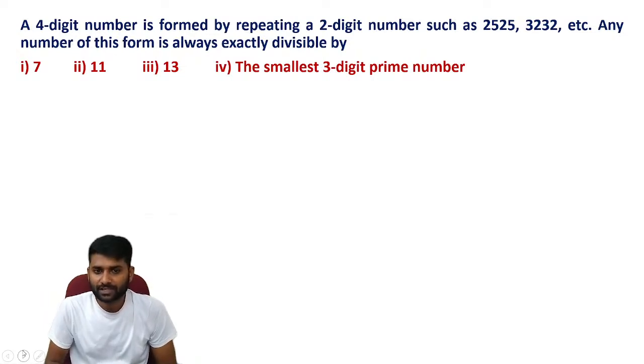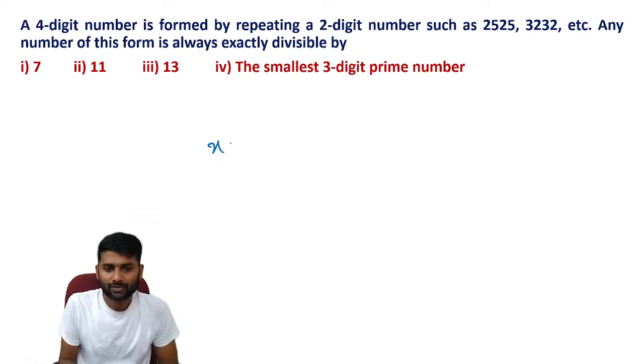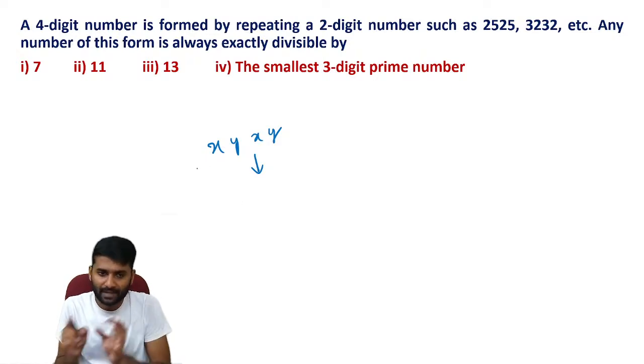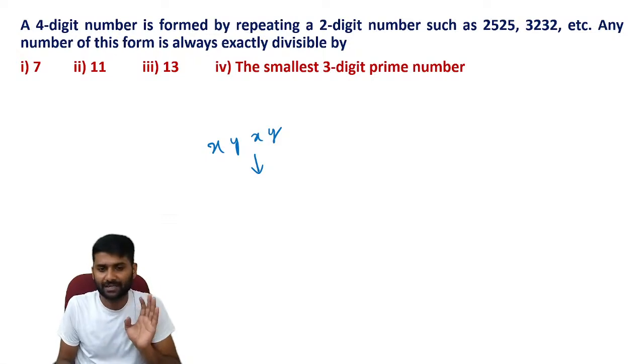A four-digit number is formed by repeating a two-digit number, like 25253232, and any number in this form is always exactly divisible. So here, two digits are repeated in a four-digit number. These are the four digits here, converted into the number. If digits become a number, each value is multiplied by its place value.